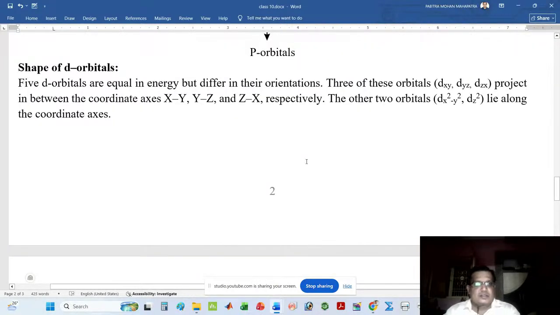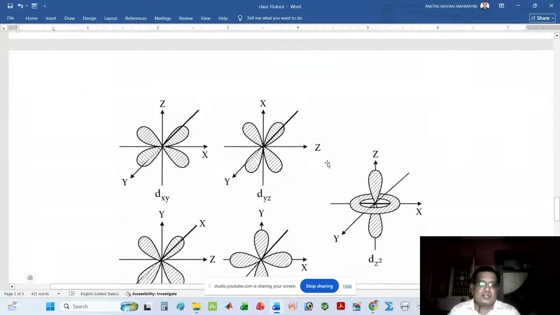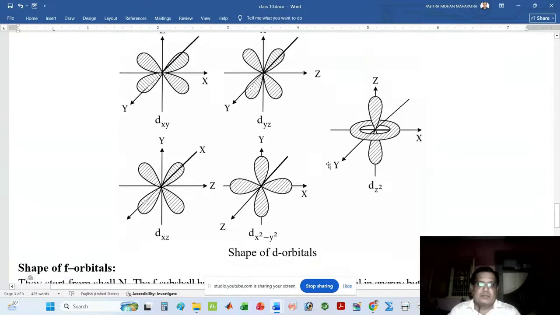Next, I have also covered the shape of d orbitals. There are five d orbitals: dxy, dyz, dzx, dx square minus y square, dz square. The d orbitals dxy, dyz, dzx are present between the coordinate axes, while the dx square minus y square and dz square orbitals lie along the coordinate axes. Here I have given the five d orbitals.